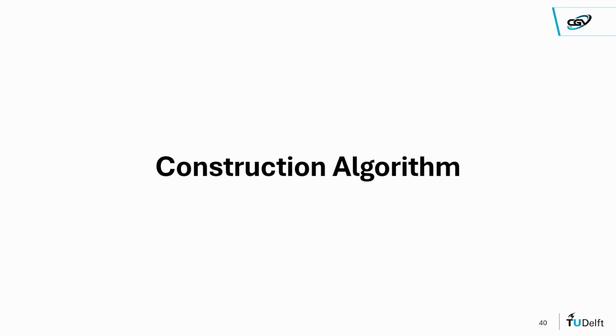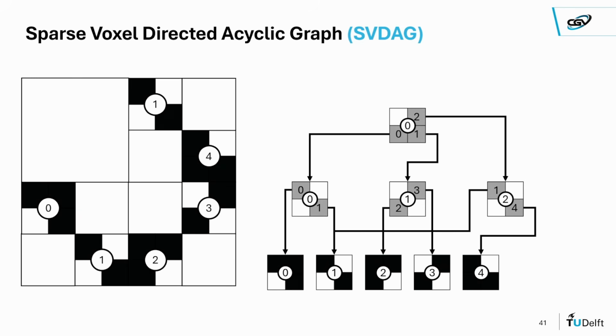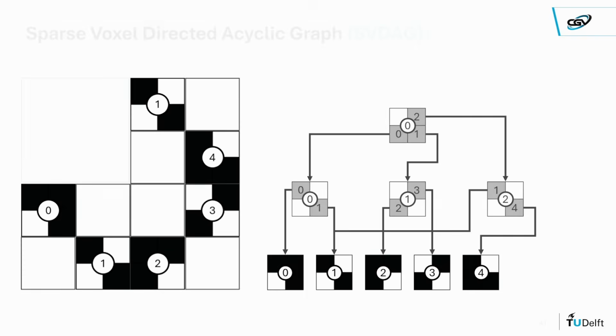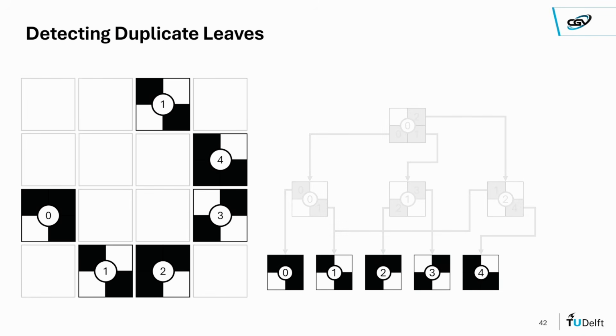So how do we construct such a structure? Now we're going to start with either a sparse voxel octree or a sparse voxel DAC. In this case, I'll start with a sparse voxel DAC. And we're going to work our way up from bottom to top. So we start at the leaf nodes and we go up one level at a time.